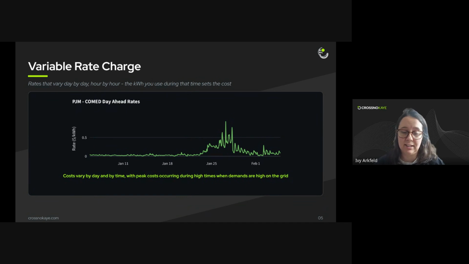Now we're looking at every single chunk of time period. There's intervals that they're looking at and different costs per every interval. So ideally, we want to try to avoid those high cost periods and try to use energy when it's cheapest.